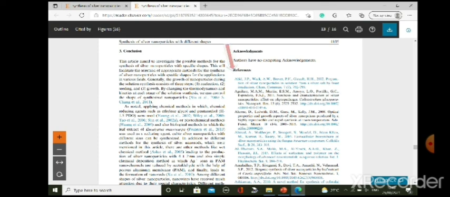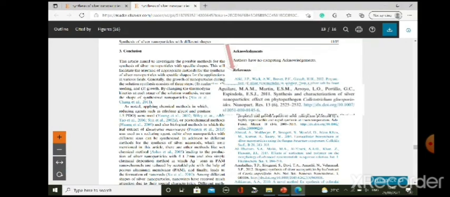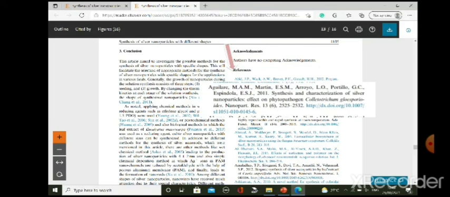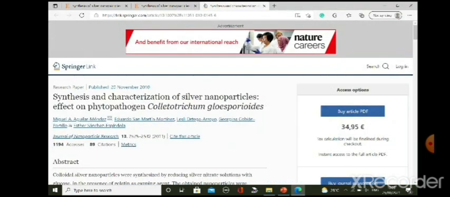Now see, for example, this is the reference in which you are interested: synthesis and characterization of silver nanoparticles, effect on phytopathogen Colletotrichum gloeosporioides. It is published in the Journal of Nanoparticle Research. And if you are interested in this particular research article, it is available online. How do you know that it is available online? You can see at the end there is a DOI number given. DOI is Digital Object Identifier. So if you press on that, it is a web link. Directly it will take you to that reference page.